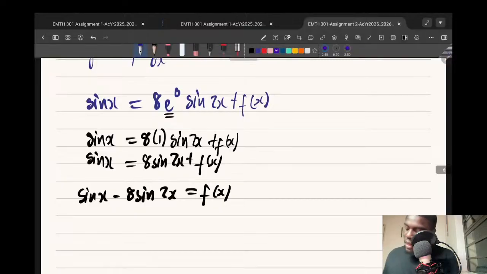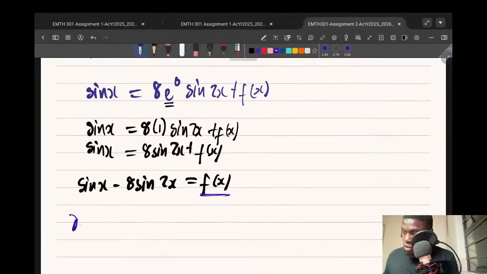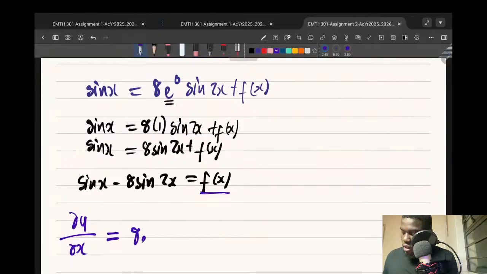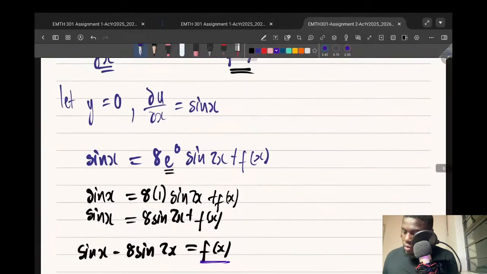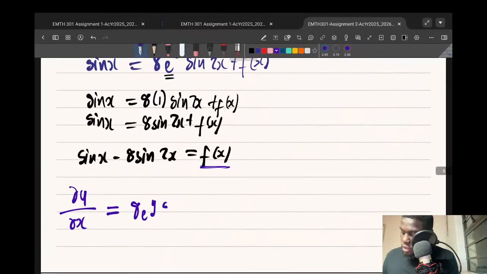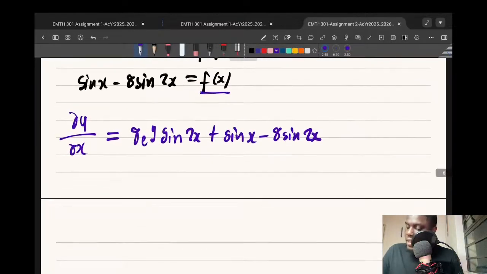So we actually found Mr. f of x. We are now going to rewrite: del u del x is equal to 8e to the y sine 2x, plus sine x minus 8 sine 2x. This is fantastic. We integrate now.